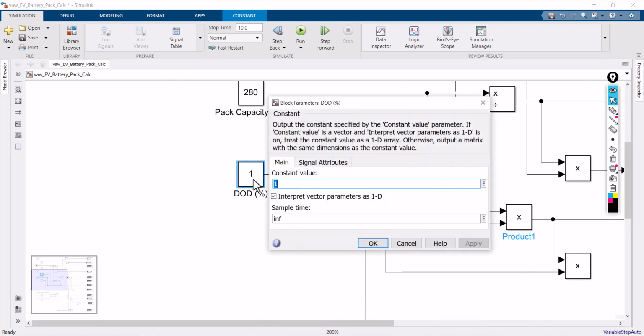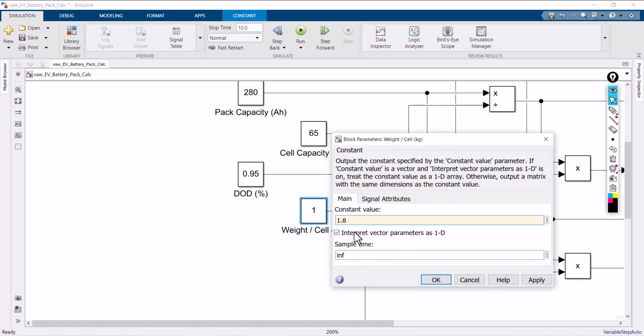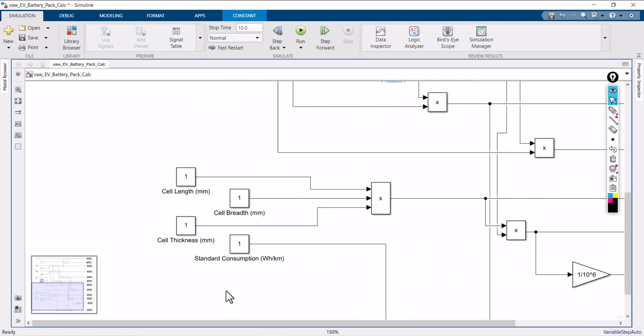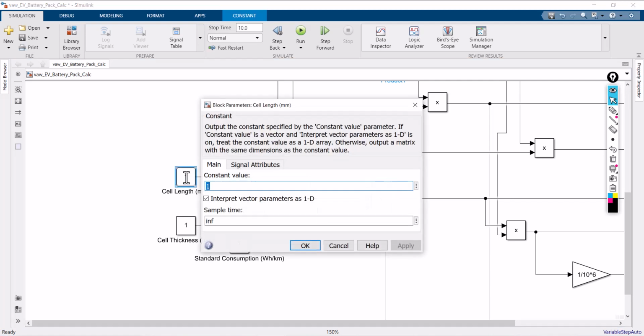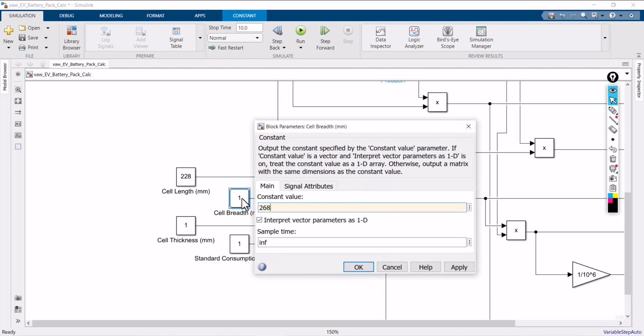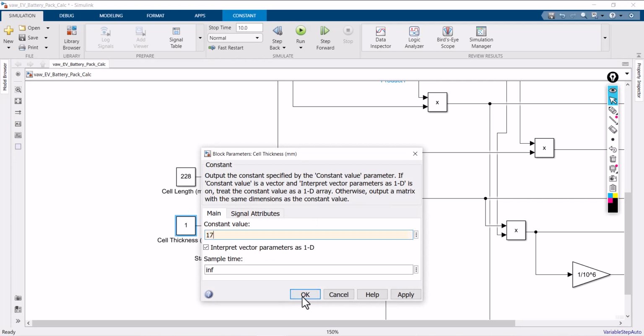And in our case, the depth of discharge is 95%. So 95 divided by 100 will give you the depth of discharge input as 0.95, and weight per cell is coming around 1.8 kilogram. Individual cell weight is 1.8 kilogram. And similarly, length, breadth and thickness in millimeter. Length of the cell is 228 millimeter, breadth is 268 millimeter, and thickness of the cell is 17 millimeter.